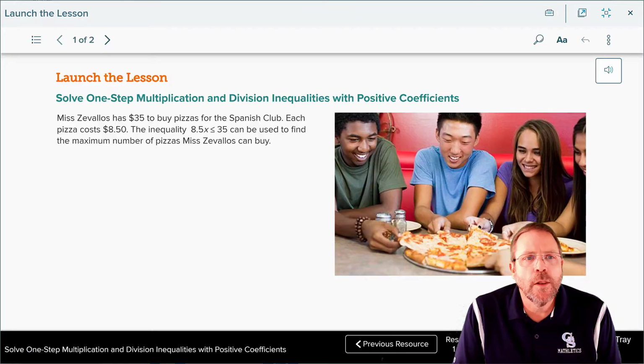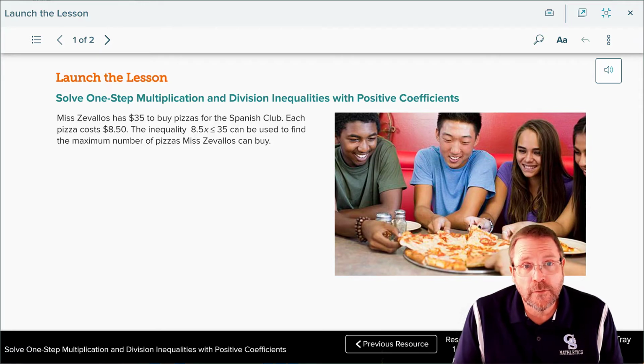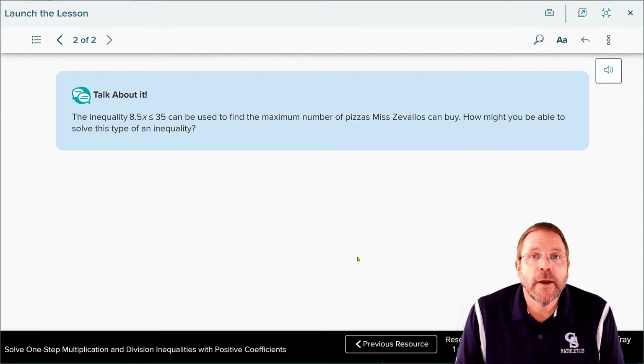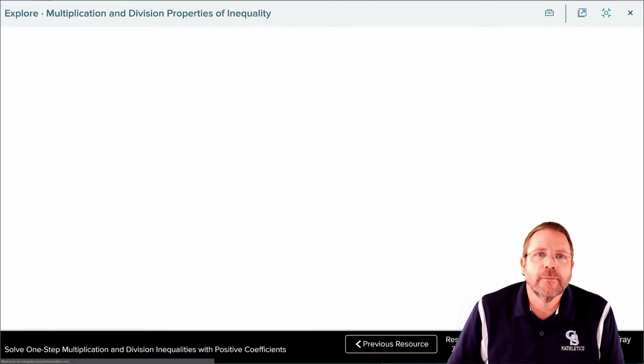Let's get started. Miss Zavalos has $35 to buy pizzas for the Spanish clubs. Each pizza costs $8.50. The inequality 8.5 times x is less than or equal to 35 can be used to find out the maximum number of pizzas that Miss Zavalos can buy. How might you use this type of inequality to solve and find out how many pizzas she can buy? This is exactly what we're going to be learning about in this lesson.